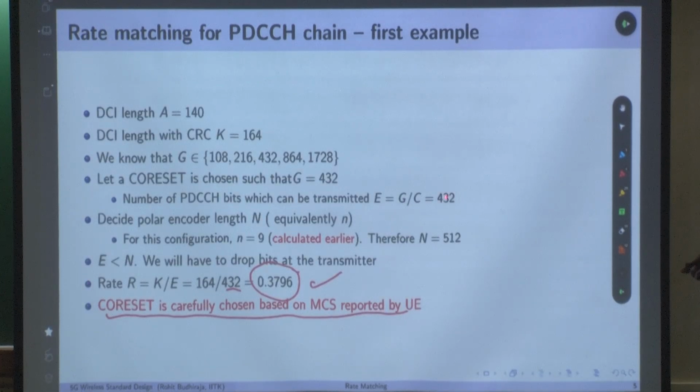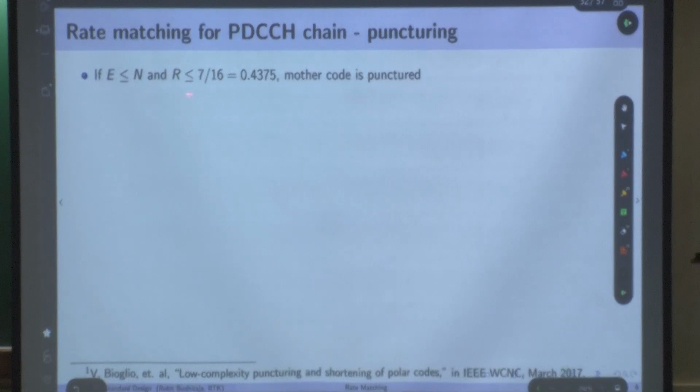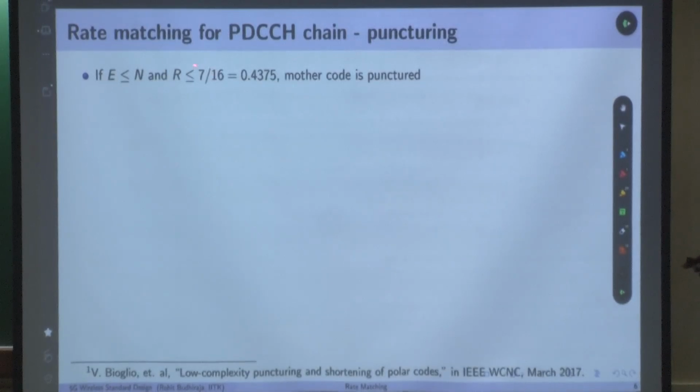E is 432 and n is 512. So E is of course less than n. We have to drop a certain number of bits. So if E is less than n and R is less than 0.4375, a number given by the standard, then the mother code is punctured. I'll explain what that is.